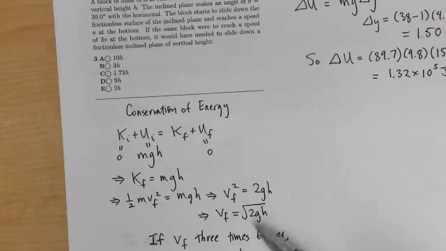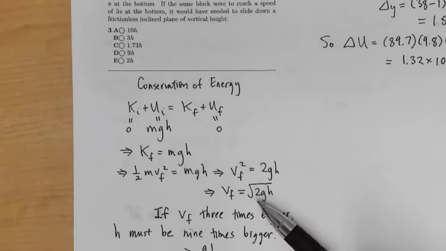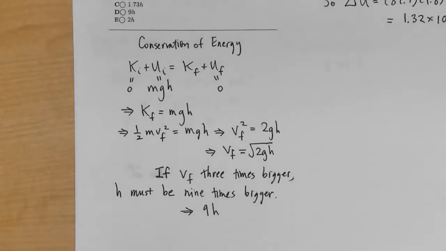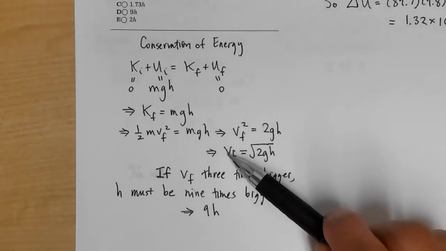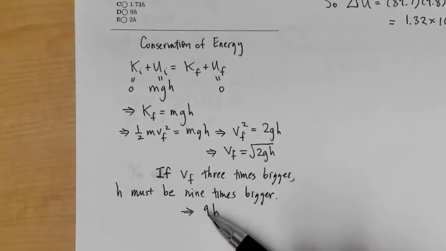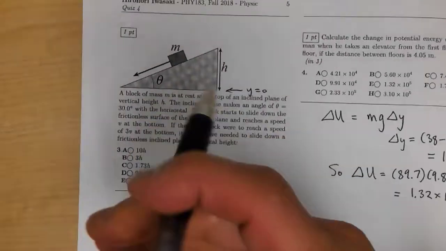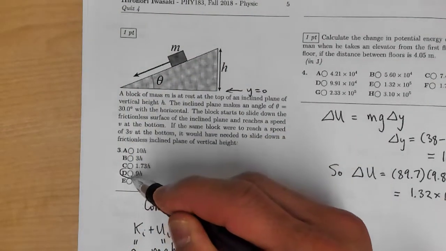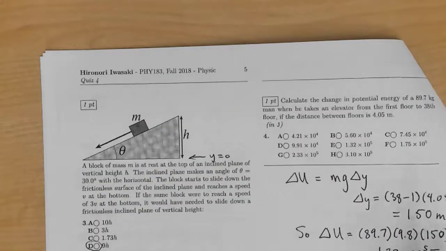Now, if we make v final 3 times bigger, then in order to make this 3 times bigger, we need h, because it's inside the square root, to be 9 times bigger, so we need 9h. Okay, so that's what we need. All right, next problem.